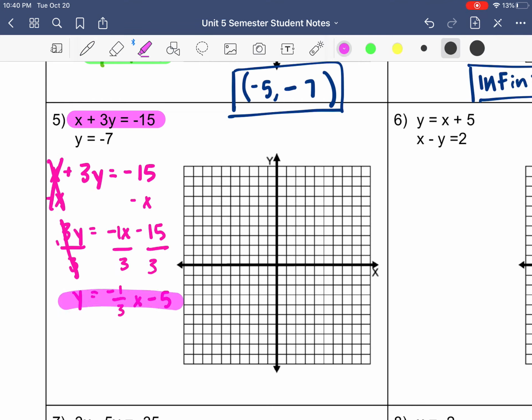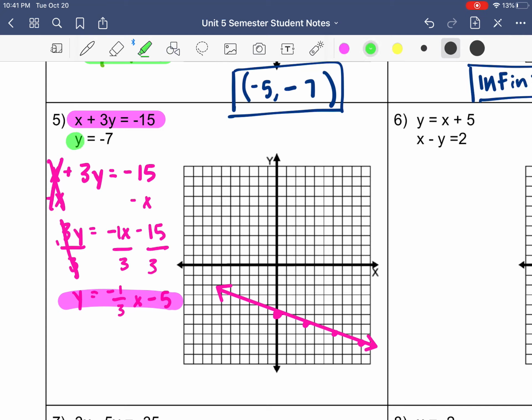So we're going to graph that equation. So that one would be down 5 on my y-axis for my y-intercept, and down 1 over 3 to get a few more points. So there's my first line. The reason I wanted to do this one together is that next equation seems a little kind of funky, I guess you could say. So it just says y equals -7.